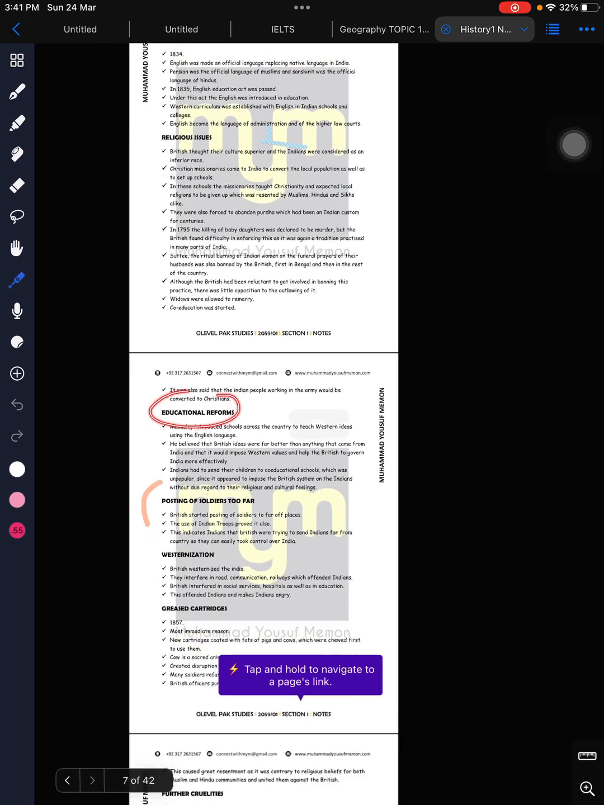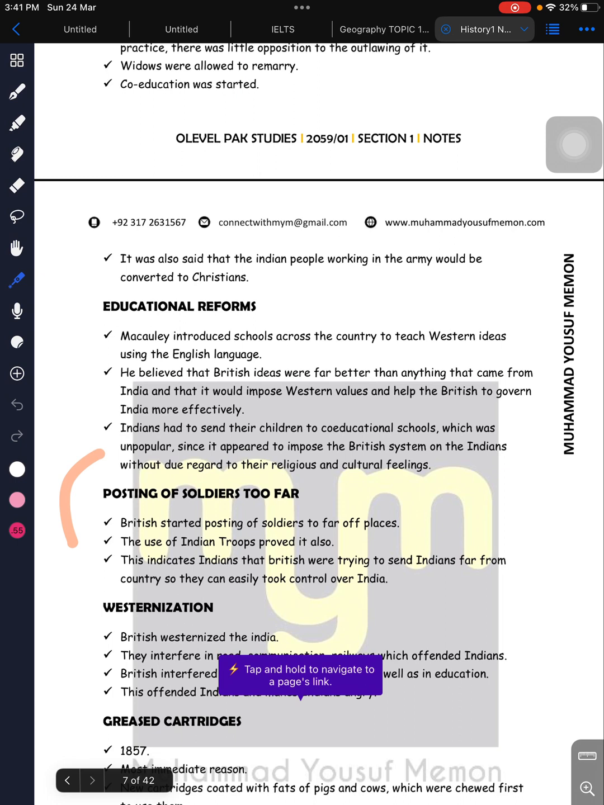Then there were a lot of education reforms too, like Macaulay. He was someone in the government. He introduced some new schools, where they taught about Western ideas. He always believed that British ideas were far better than anything Indian custom could offer, which actually helped the British take control of India more effectively.